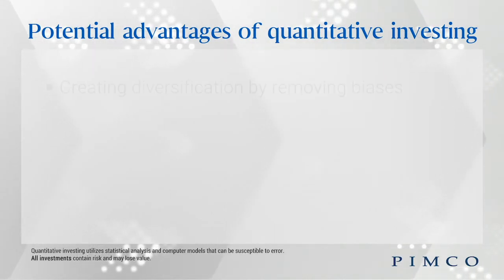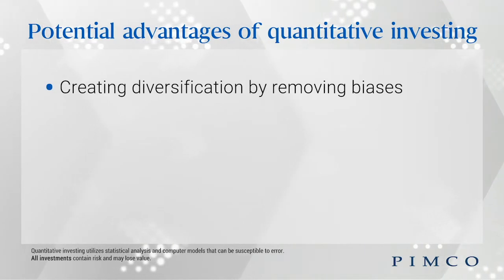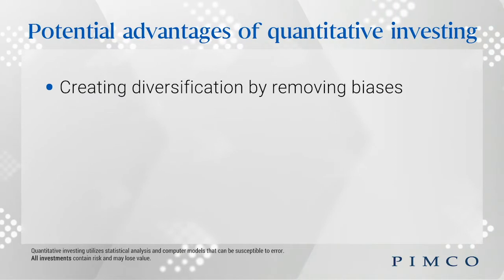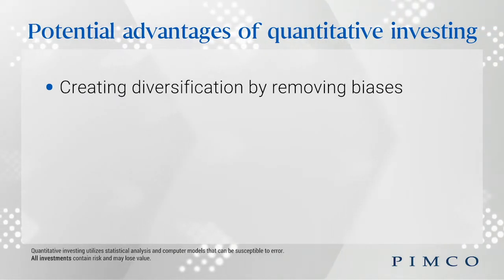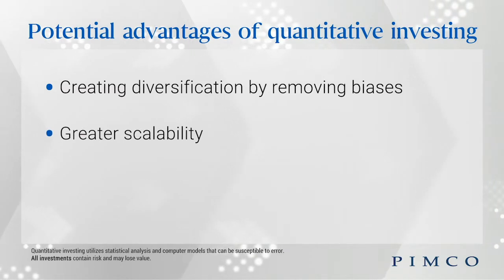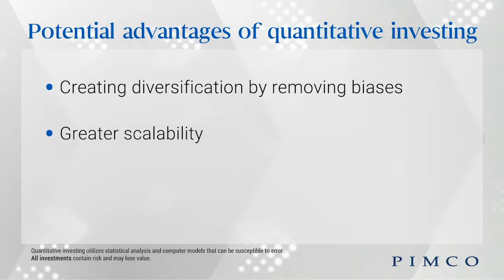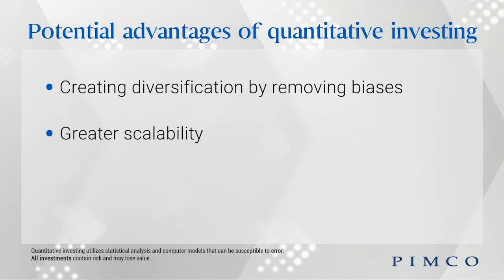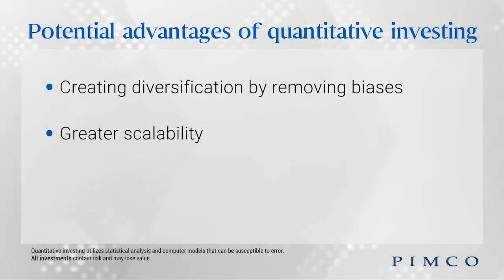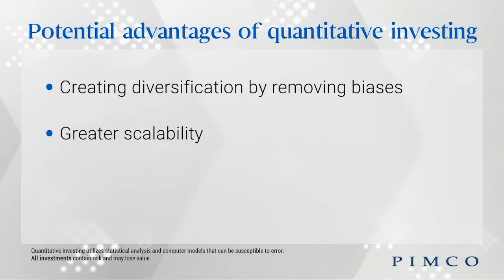First of all, by being systematic, you can create a sort of inherent diversification by taking human biases out of the investment process. I think another advantage of quant is it allows for greater scalability. A lot of quantitative strategies rely on exploiting a small edge which you want to repeat many, many times, be that across many markets or multiple times through time.